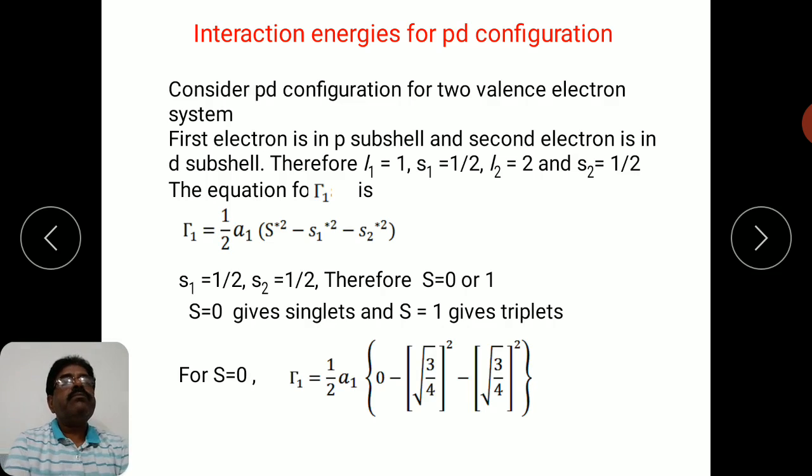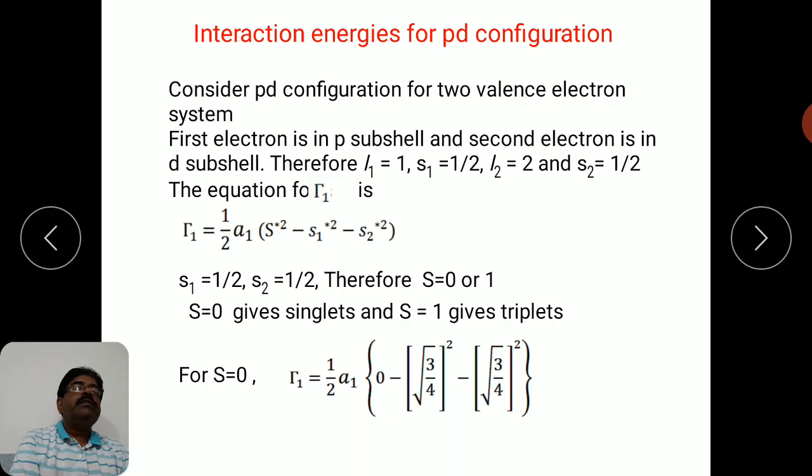Now let us try to evaluate for S equal to 0. For the S equal to 0 term, this gamma 1 will be equal to 1/2 A1, and just substitute these values. S* square, now S is equal to 0, S* is given by under root of S in bracket S plus 1. So S is equal to 0, under root of 0 in bracket 0 plus 1. 0 into anything is 0, so therefore this quantity is 0.